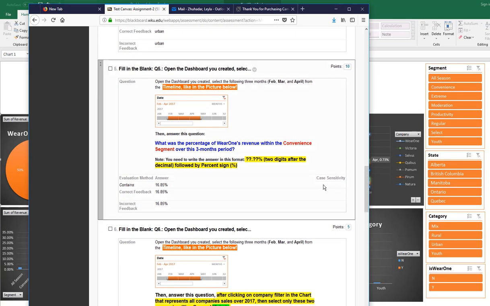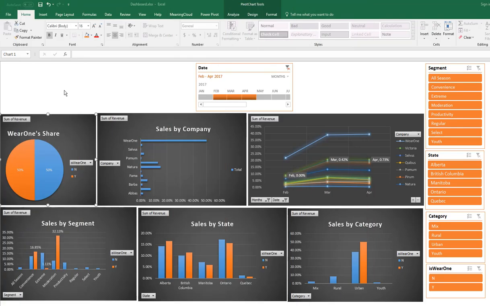Now question 5: what was the percentage of Where One's revenue within the Convenience segment? Here I'm specifying the value that you're going to put for the revenue. So let us see again into the segment. If you remember, the filter is Where One, so you are looking at the specific segment, the Convenience segment, which is this one here. You can see the value is 16.85.